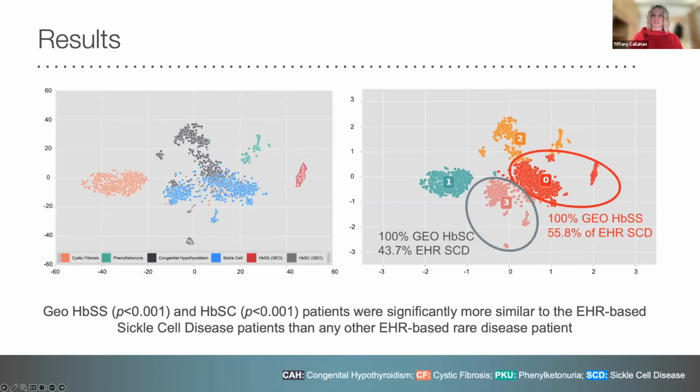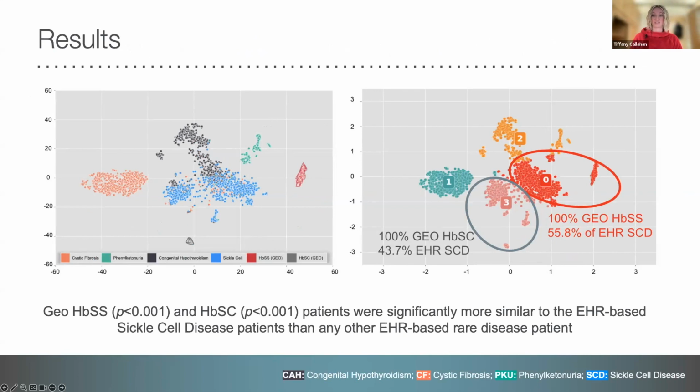So the t-SNE plots on this slide represent a dimensionality reduced view of the patient representations colored by rare disease type. So you're used to seeing the same colors from our patients before, but we've now added the GEO patients using red and gray triangles, where red are the HbSS, the more severe sickle cell genotype, and the gray are the HbSC, the less severe.